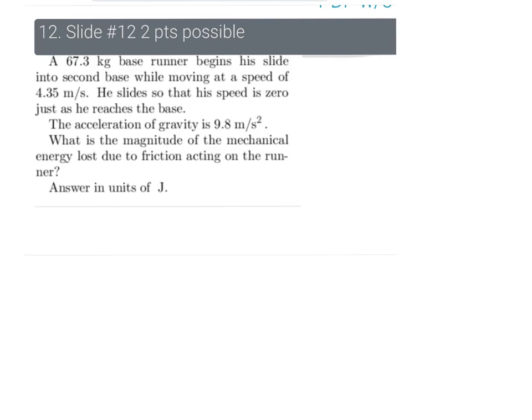Okay, so it gives us the mass of our base runner, and it gives us the initial velocity of our base runner, so that's our v naught. It tells us the final velocity is going to be equal to 0. And they want to know how much mechanical energy is lost due to friction. Well, at the end, we don't have any energy because there's no velocity. So we need to figure out how much energy do we have at the beginning.